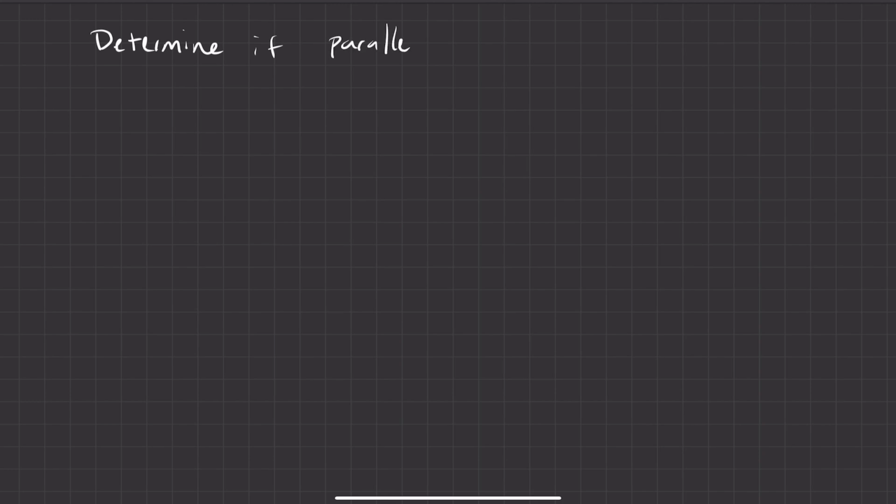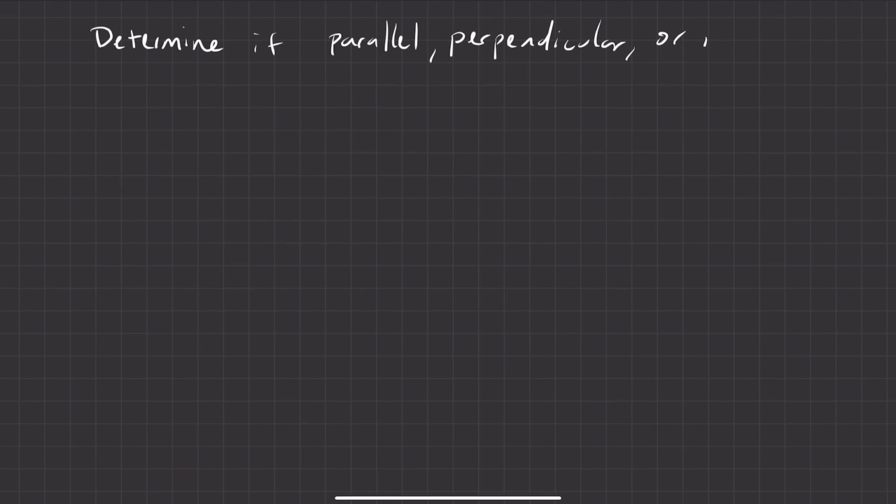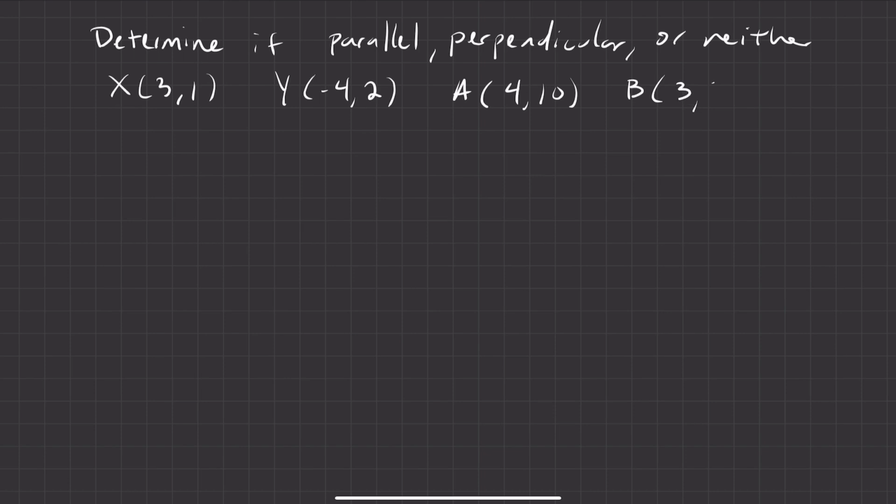So let's say I give you this question, and I pull this question from the notes. Determine if parallel, perpendicular, or neither. And you have point X, which is (3, 1), point Y, which is (-4, 2), point A, which is (4, 10), and then point B, (3, 3).